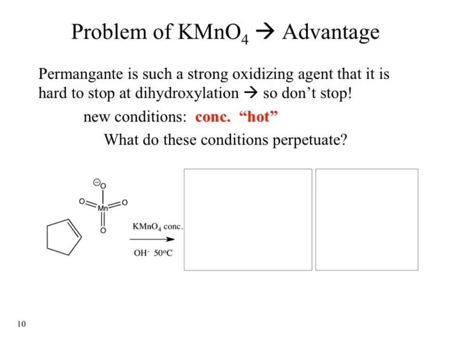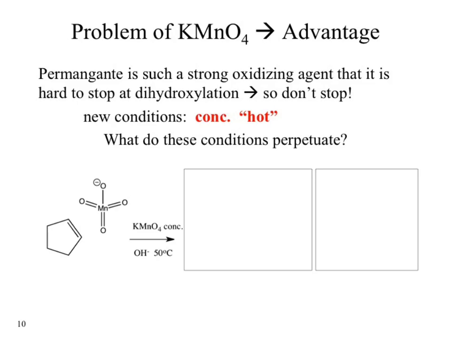Notice the change in the conditions. We've got the conc showing up, and you see 50 degrees Celsius. It's not cold, it's not really hot, but it's definitely not cold. That is our hot qualifier. You probably wouldn't burn yourself.